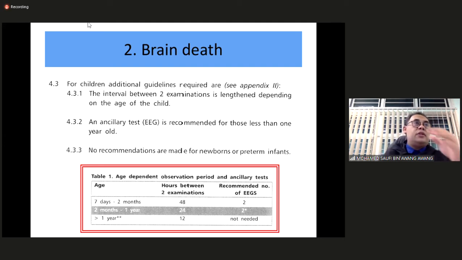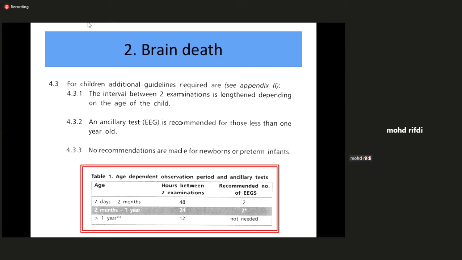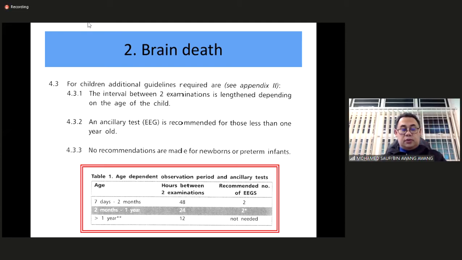Adult, there's no need for EEG, provided you can complete the whole brainstem assessment, and 6 hours apart. Okay, so 2 months to 1 year, 24 hours apart, plus EEG, and more than 1 year old, 12 hours apart, and there's no need for EEG, okay? So that's why it's different between an adult and a child when it comes to brain death certification.